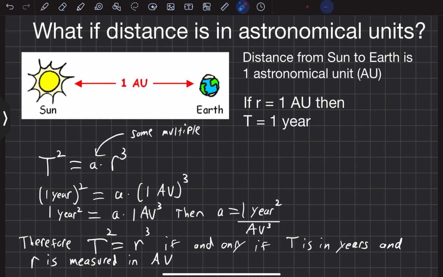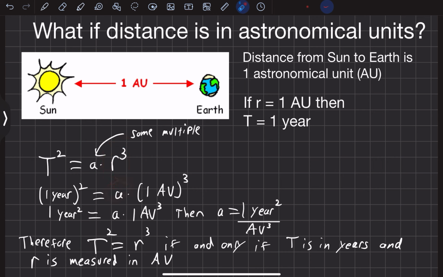And what we're also going to do is use period not in seconds, but in years. Previously I said you had to use it in seconds, but you'll see how this works out fairly nicely. So our distance units are going to be astronomical units, which is the distance from the sun to the Earth, and our period is going to be 1 Earth year. And let's remind ourselves what Kepler's third law looks like. Kepler's third law looks like the period squared is equal to some kind of constant multiple. This doesn't change, it's not a variable, times the distance between those two objects cubed.